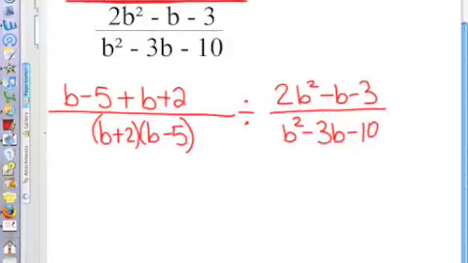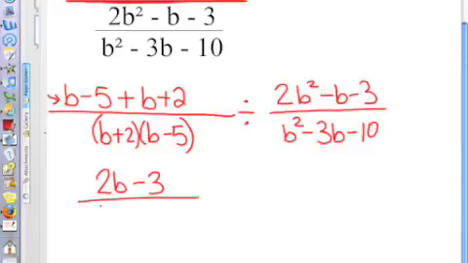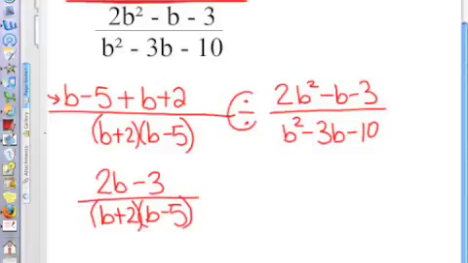All right, well, in this first fraction here, we're going to combine our like terms, and we get 2b minus 3 over b plus 2 times b minus 5. Remember, when you divide fractions, you change division to multiplication, and you invert the second fraction. Now, knowing that we're going to have to factor, I'm going to invert and factor at the same time.